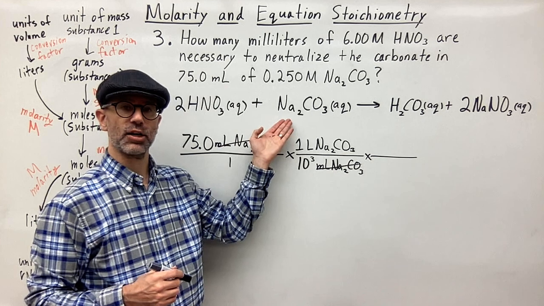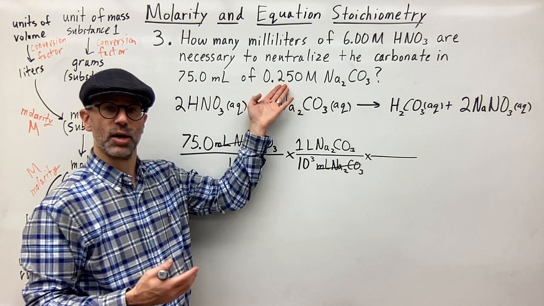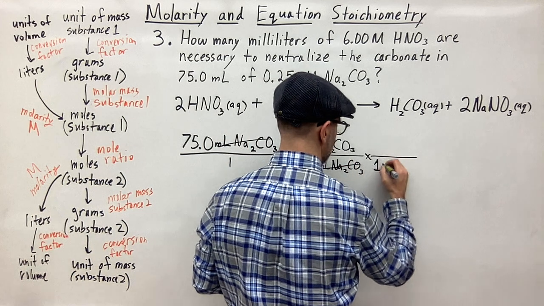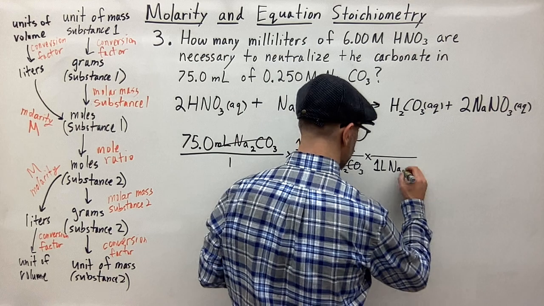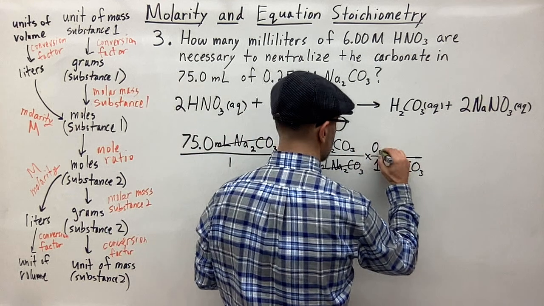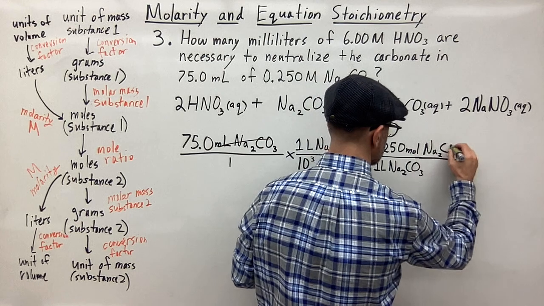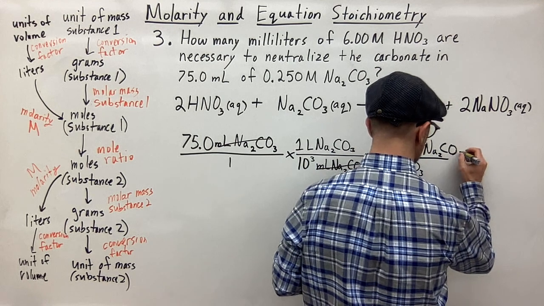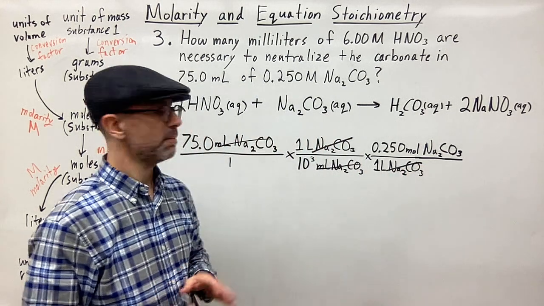So the molarity of the sodium carbonate here tells me that this is 0.250 moles of the sodium carbonate per liter of the solution. So since I have liters on the top, I'm going to put liters of the solution. So 1 liter of the sodium carbonate solution, and I have 0.250 moles of the sodium carbonate solution. I'm going to write these numbers better. Okay, so liters of the sodium carbonate cancel out. Now I have moles of the sodium carbonate, and so I keep going.